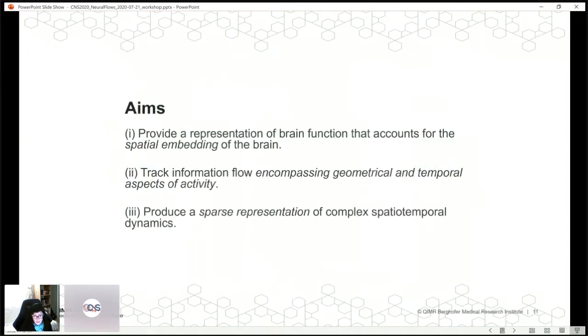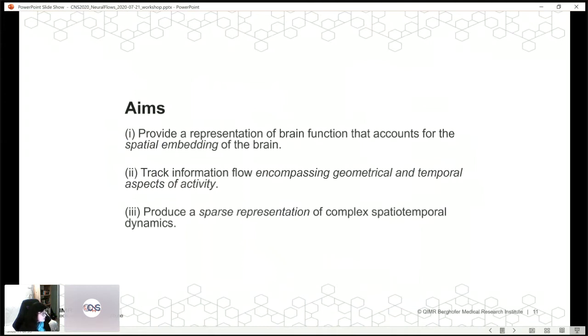So our aims were to provide a representation of brain function that accounts for the spatial embedding of the brain and track information flow encompassing geometrical and temporal aspects of activity, and hopefully produce a sparse representation of complex spatiotemporal dynamics when we have a large volume of data.